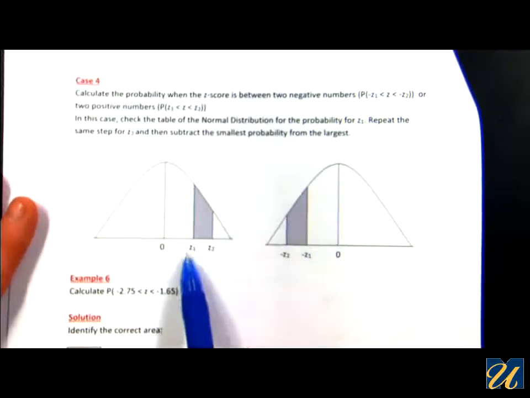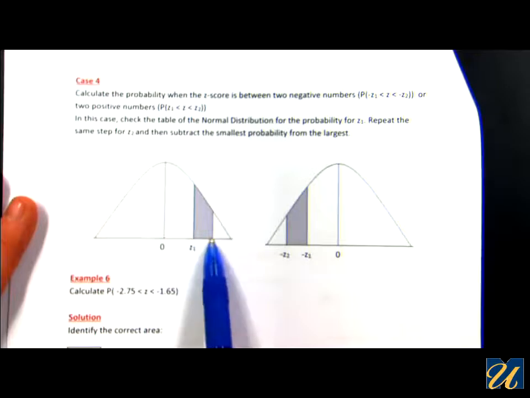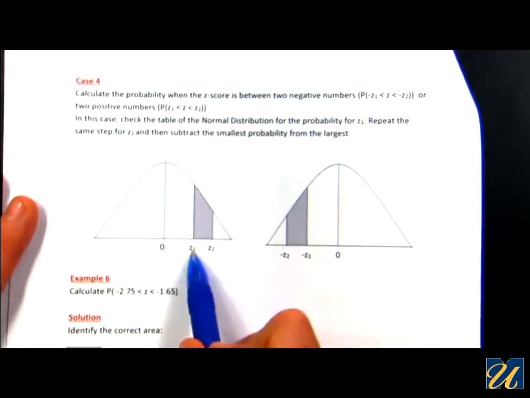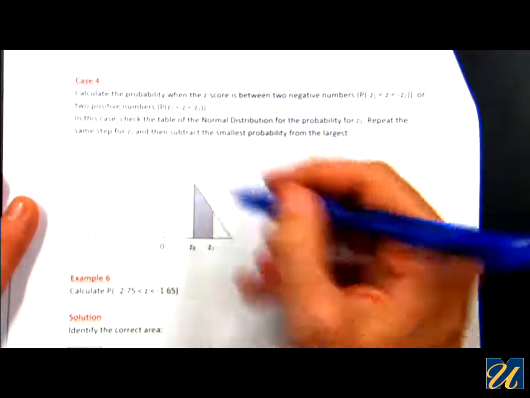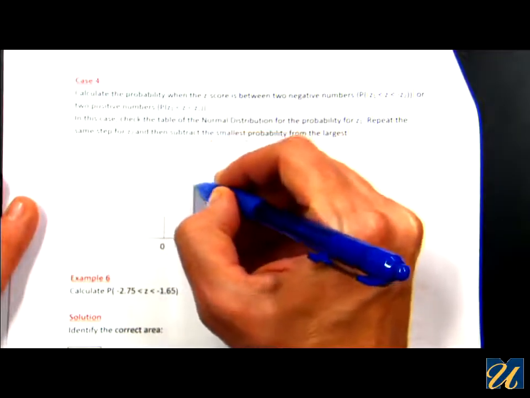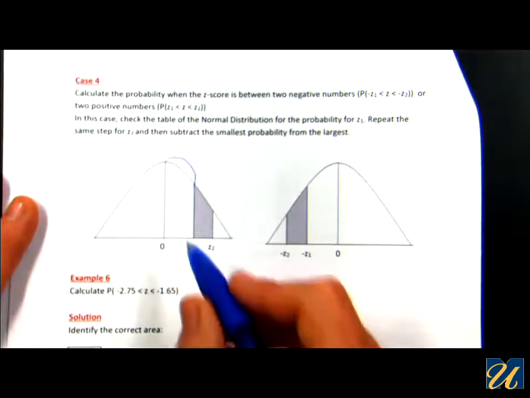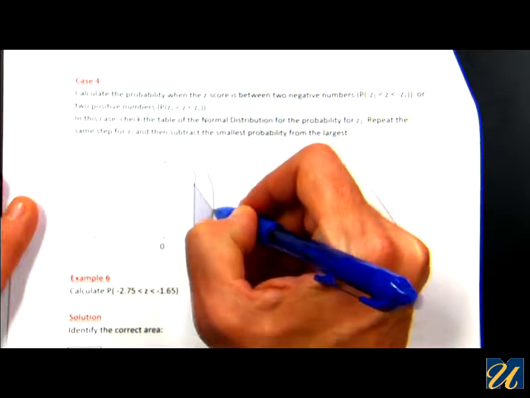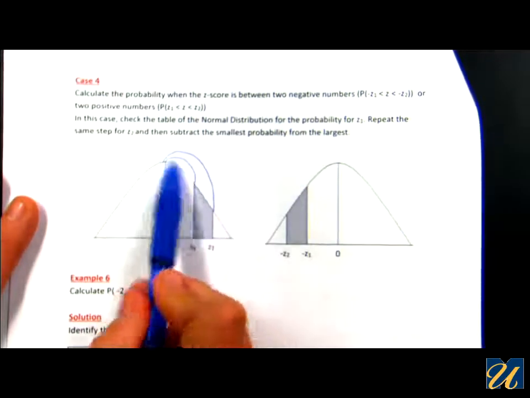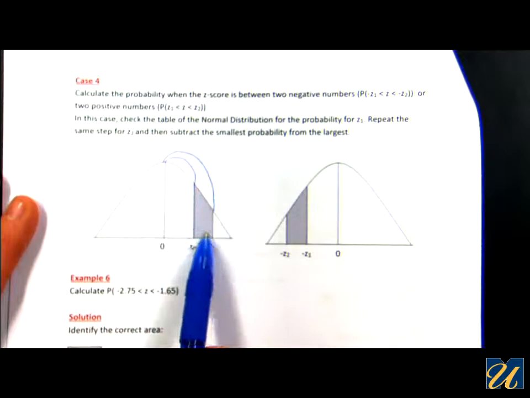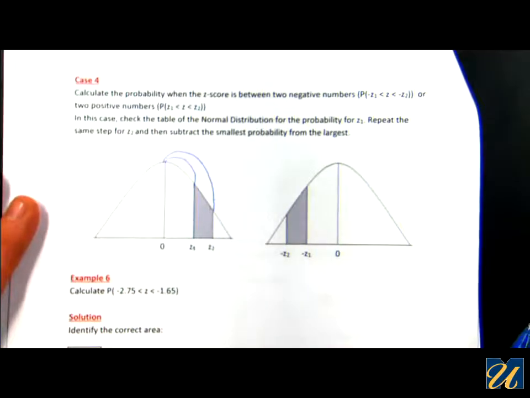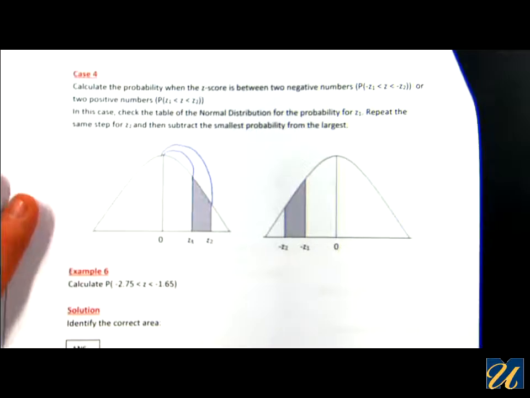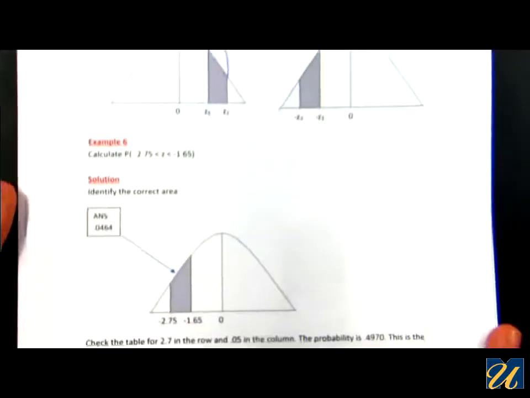So, when you're looking for an area between two positive z-scores or two negative z-scores, you check your table for z1, for example. Your table will give you this area, and then you check your table for z2, you will get this area. So you subtract the smallest area from the largest, and you will end up with the area you're looking for. Same thing with the two negative z-scores. So let's look at this example.